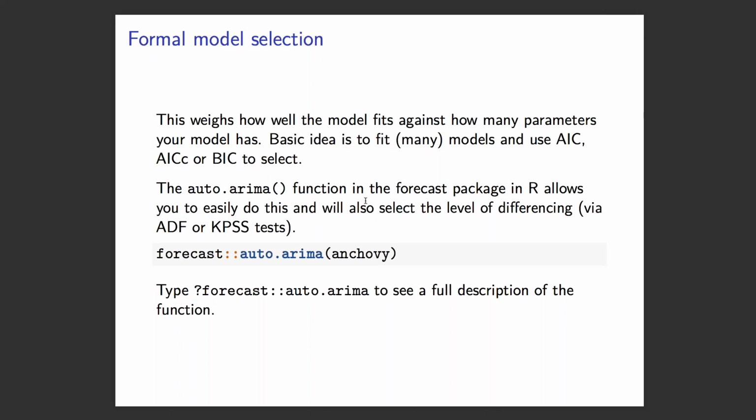And it will fit that model, compute the AICC, and then it'll fit another model and compare the AICC to that model. If the AICC is smaller, it'll choose the new model, and then try something else. So it's going to do this search to find an ARIMA model that has the smallest AICC. So that's the basic idea.